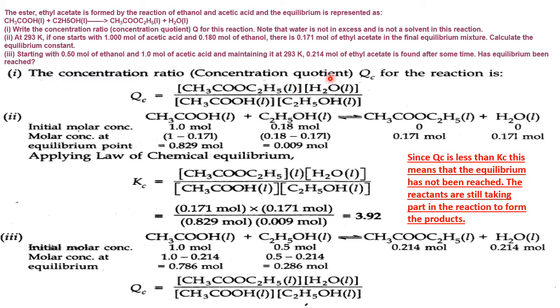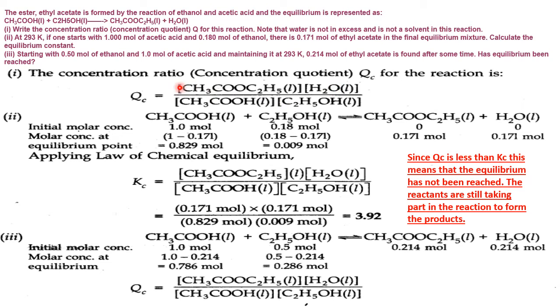But the important point here is: note that water is not in excess. If water is in excess, then we omit its molar concentration. And one more point: water is not a solvent in this reaction. That means it is part of the chemical reaction; it is one of the products. So neither is it a solvent nor is it in excess, and therefore its concentration is not omitted or neglected. It is to be considered. That's why the concentration of water is in the numerator, because it is on the product side.